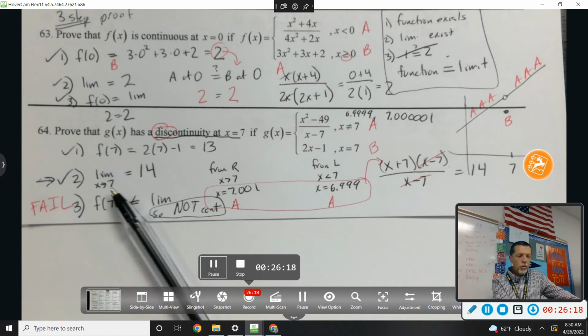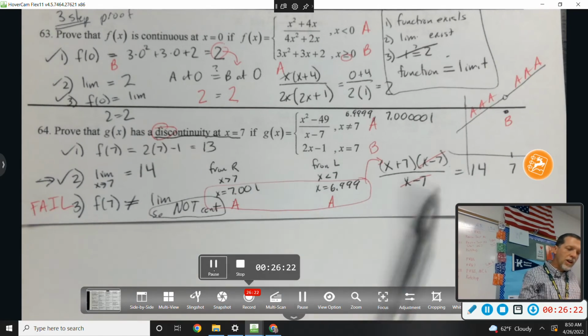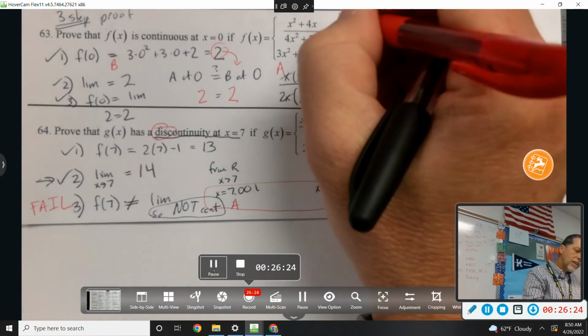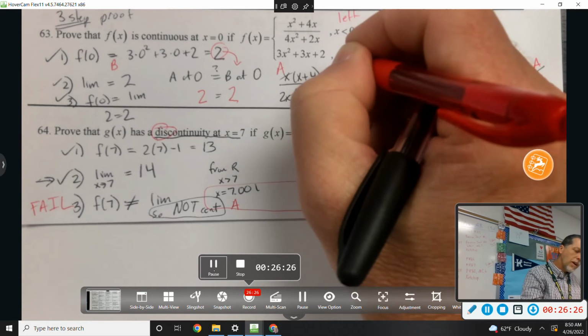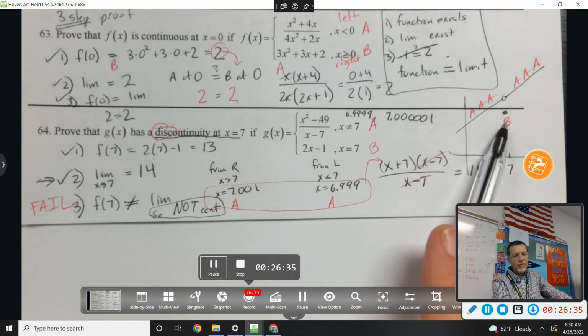Usually, like in number 63, we have to think about coming from the left and coming from the right. So we're on 2 different branches and we're seeing if they meet. 64 is not that because branch B is not really a branch, it's just a point.